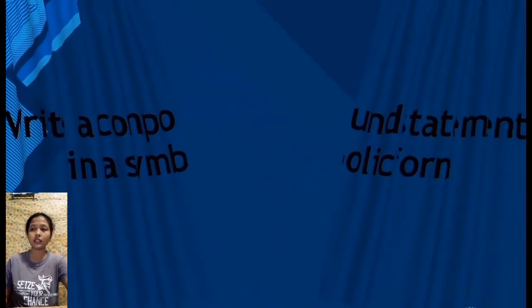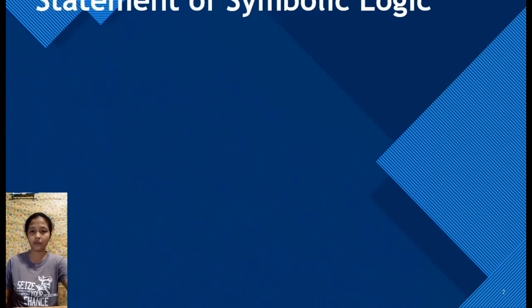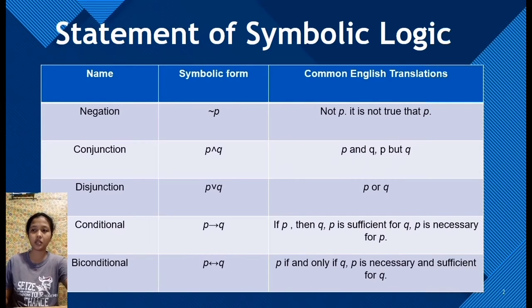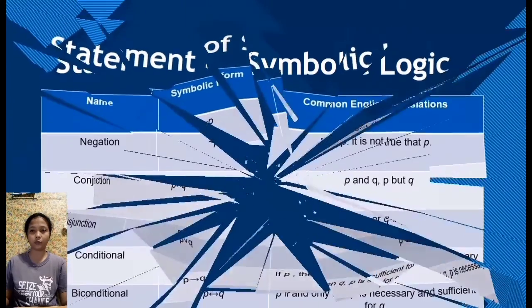First, we need to analyze the statement of the symbolic logic. There are 5 symbolic forms and their common English translations. Negation: the common English translation of not P is "it is not true that P". Conjunction: P and Q, and P but Q. Disjunction: P or Q. Conditional: if P then Q, P is sufficient for Q, P is necessary for Q. Biconditional: P if and only if Q, P is necessary and sufficient for Q.